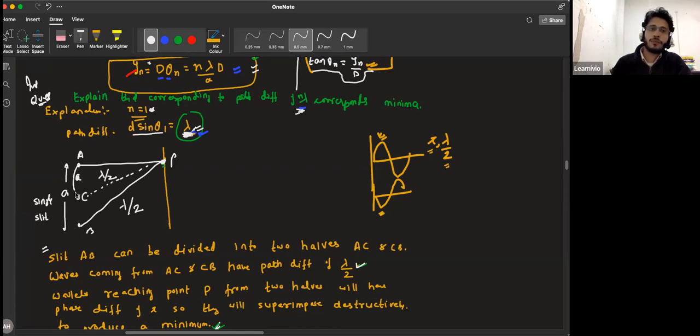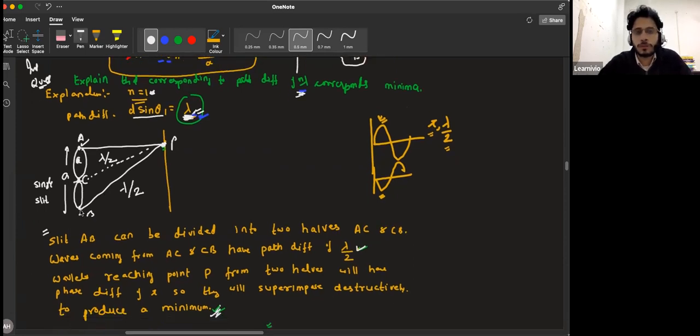We said that the path difference between waves coming from the two parts of the slit will be lambda by 2. Because if you take A and B, then the path difference is lambda. If you divide it into two parts, then the path difference between waves coming from the two parts will be lambda by 2. Sir, can you explain again? Okay, sure.